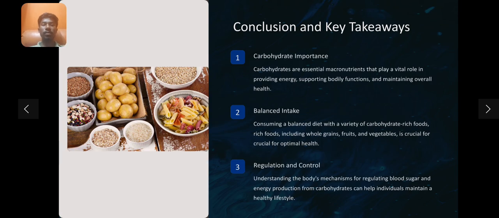Conclusion and key takeaways. Carbohydrate importance, balanced intake, regulation and control. Carbohydrates are essential macronutrients that play a vital role in providing energy and supporting our body functions.